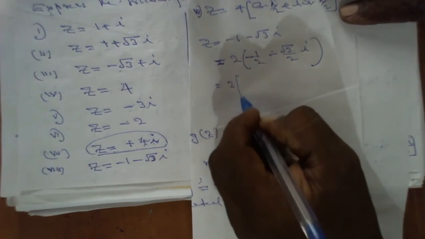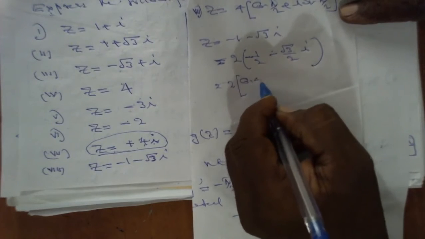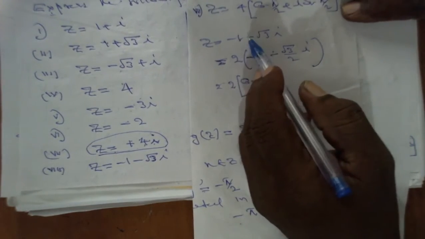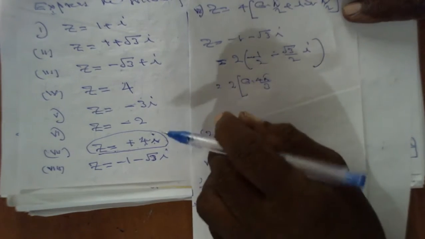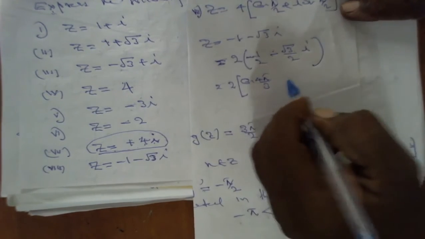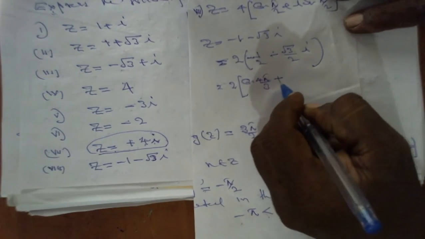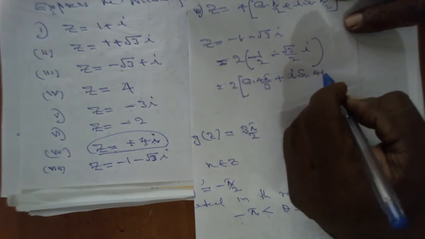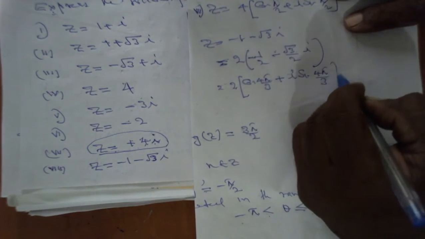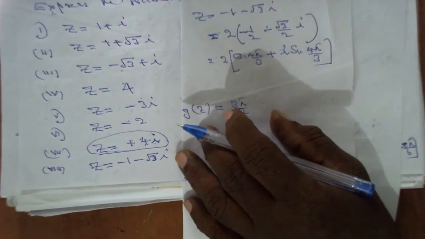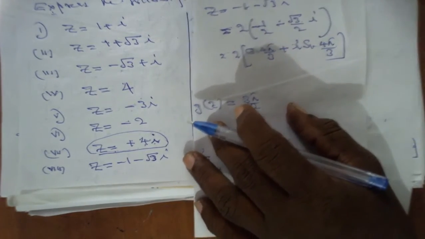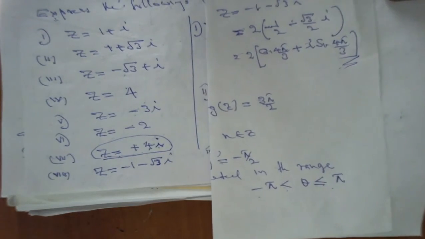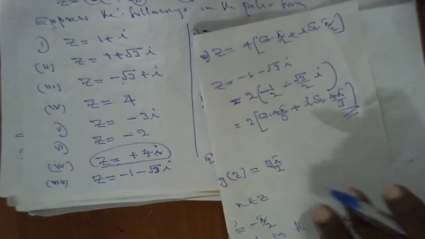2 times cos 4 pi by 3 plus i sin 4 pi by 3. Because both numbers are negative, this complex number is in the third quadrant. You should understand that. So that is the last one.